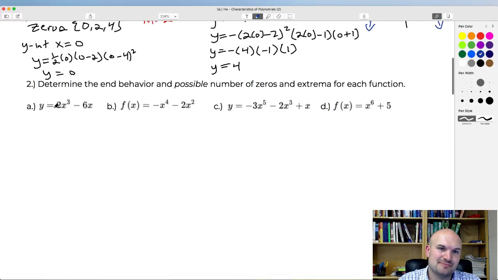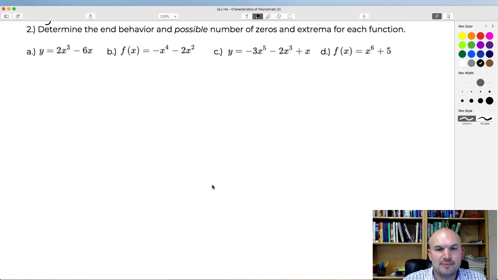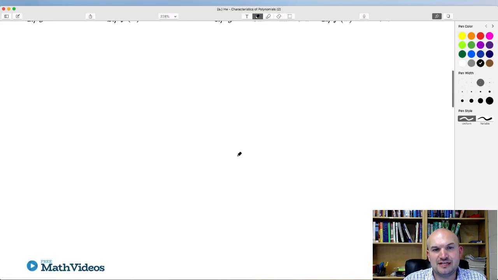A lot of times we're going to have something in standard form. Now, we haven't talked about how to solve these algebraically. So right now we just really looked at graphs and how those graphs behaved. So in this one, we're just going to look at the end behavior as well as the possible number of zeros and extrema. So, the main thing that I want to review, if you remember as far as end behavior, is the leading coefficient test.